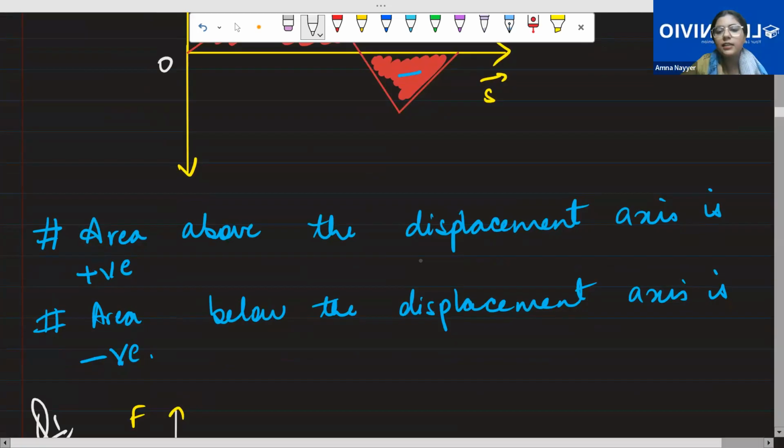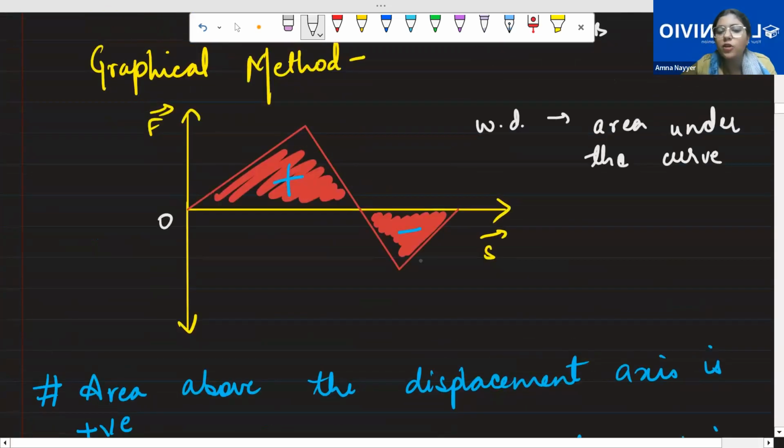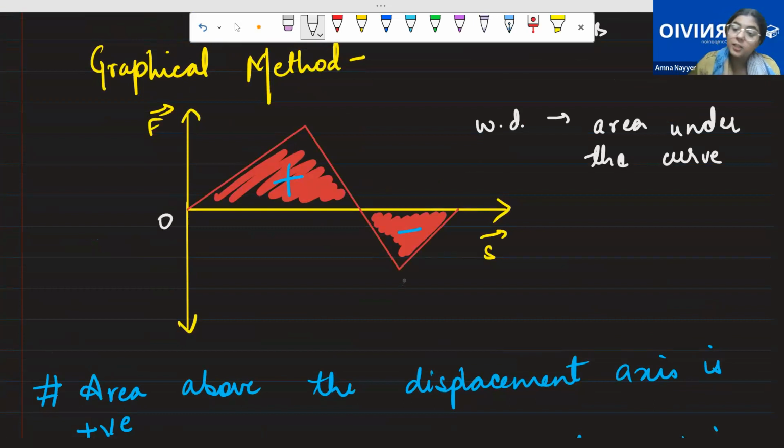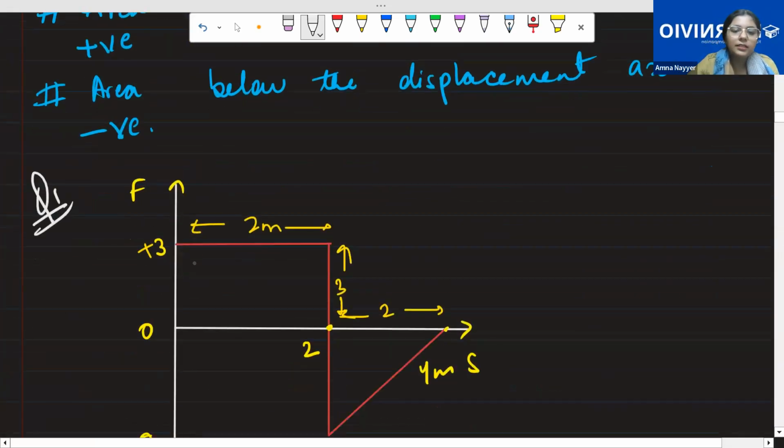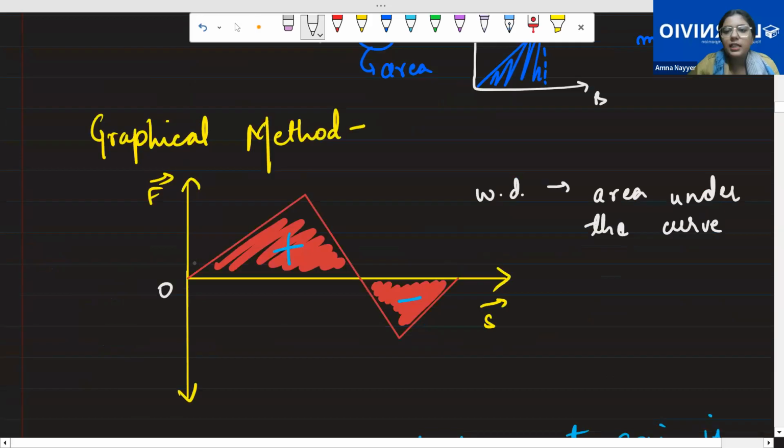Now, work done is a scalar quantity, then why are we considering positive and negative? Reason is that you are not considering work done. You are taking displacement. Displacement can be negative, forces can be negative. So that's why. And we'll discuss the types of work done, so this negative part will be clear. Okay, we'll practice this question.